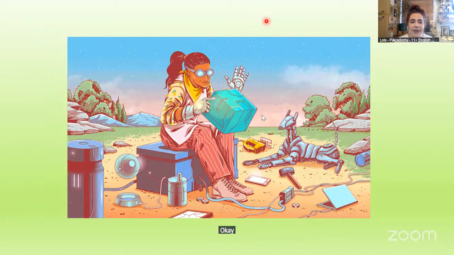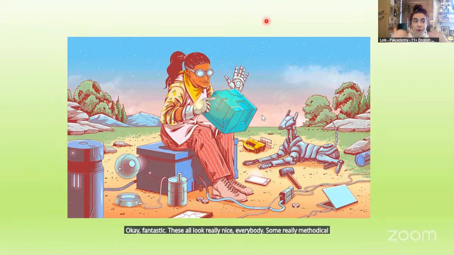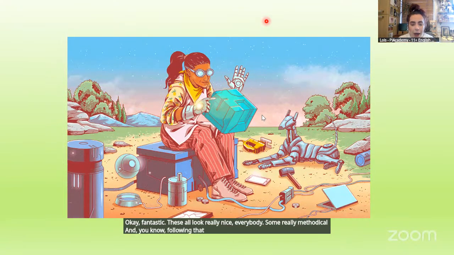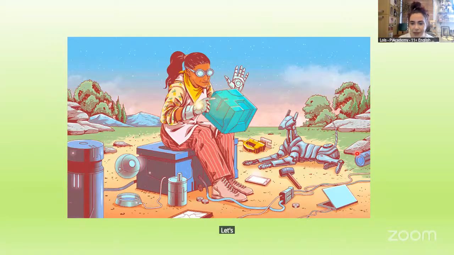Okay, fantastic. These all look really nice, everybody. Some really methodical and following that zoom in structure. A lot of your ideas do that, so well done. Let's see what I did in my example.